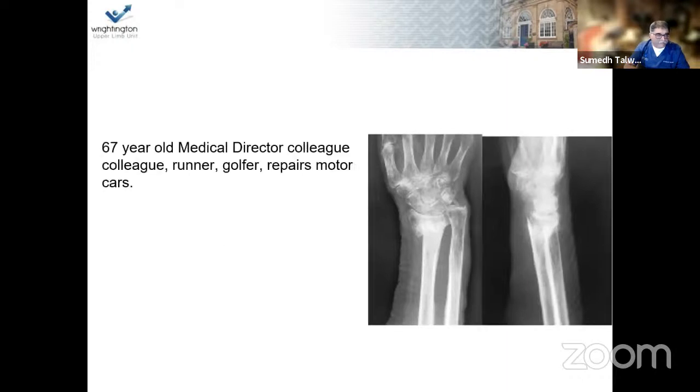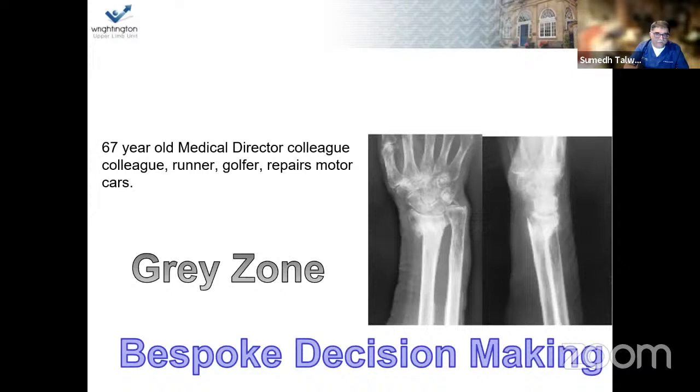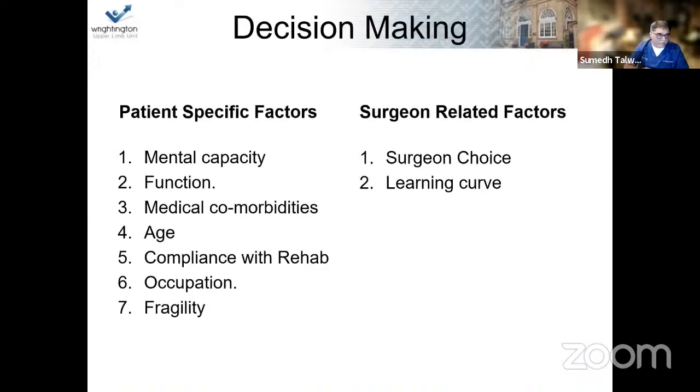However, if you were to keep the same X-ray but make this person a little bit more active, it could be a colleague who's a golfer, he's got an active life, you suddenly find yourself in a gray zone. And what you then need is bespoke decision making. You need to take into consideration things like patient specific factors and surgeon related factors. And to this, we probably need to add equipoise, the surgeon's equipoise. The fact that surgeons would be influenced by what is happening around them, particularly in the post-COVID period.